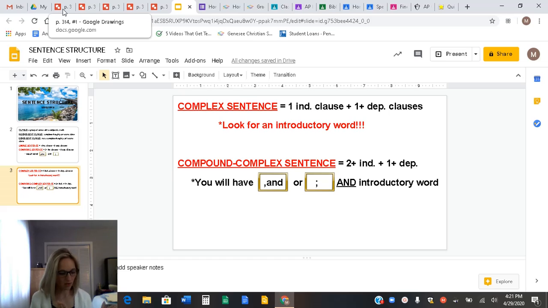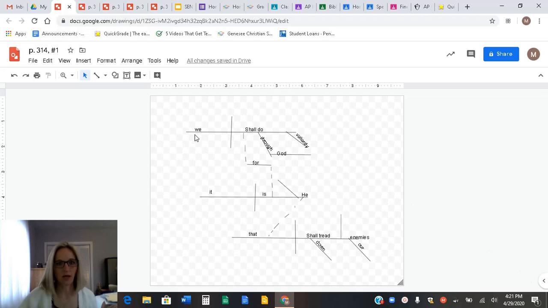So let's look at number 1. Through God we shall do valiantly, for he it is that shall tread down our enemies, okay? So what is my first independent clause? Through God we shall do valiantly, right? So let's see, what is that going to look like? We is my subject, shall do is my verb. Valiantly is an adverb describing the verb we shall do, right? And that ly ending should have been a clue. Through God is a prepositional phrase, again describing how we shall do. Okay, so we shall do valiantly.